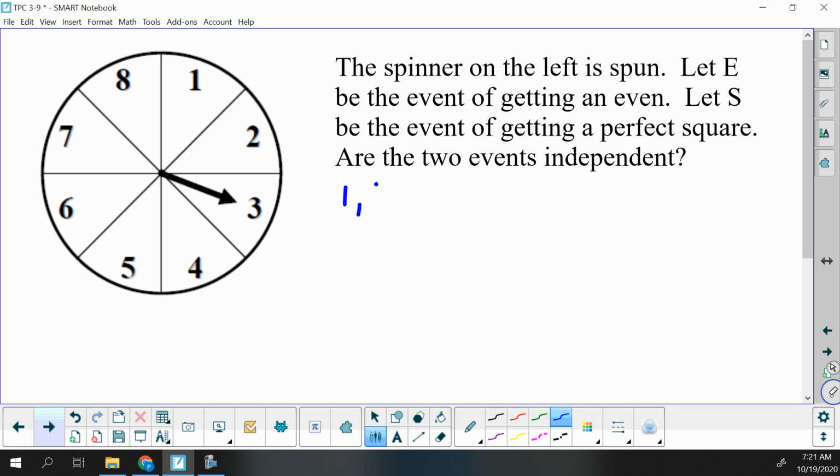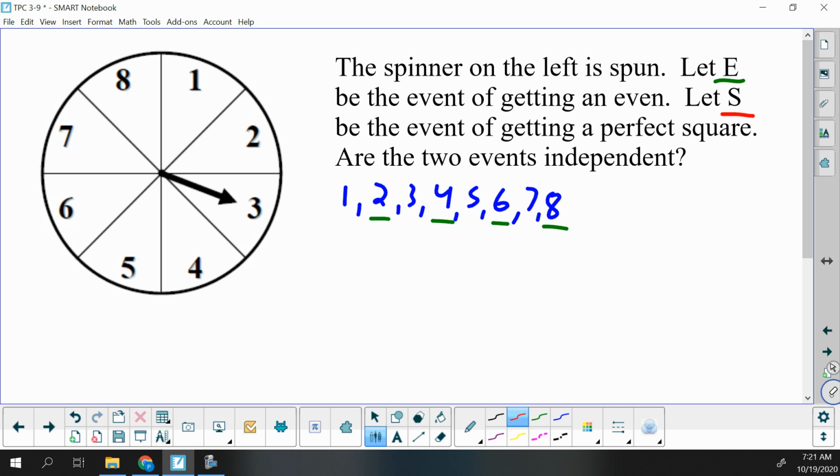All right, well, let's list our numbers. We got 1, 2, 3, 4, 5, 6, 7, and 8. So even, I'm going to underline the evens in green. Even, even, even, even. Perfect squares, I'm going to underline in red.